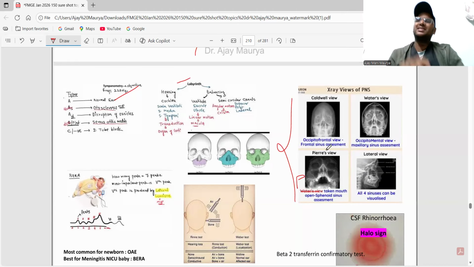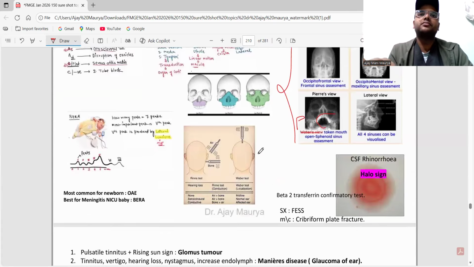Okay, they are just going to show the image, and you have to know what view it is. Okay, in this view the mouth will always be open. But for the assessment of paranasal sinuses, the Waters view is for assessing the maxillary sinus. This is what they're going to ask.